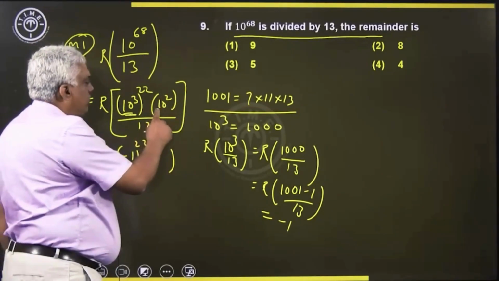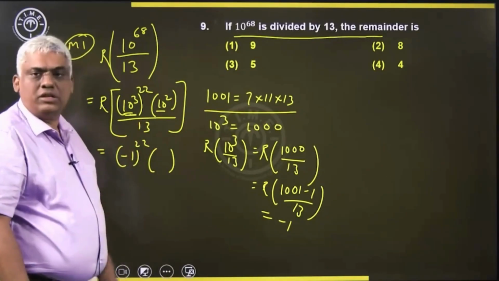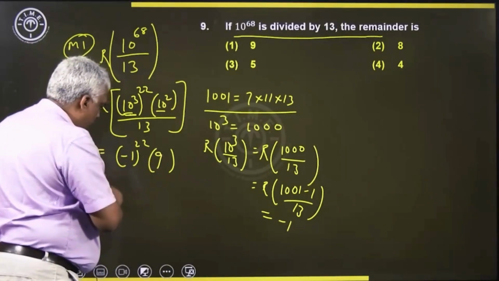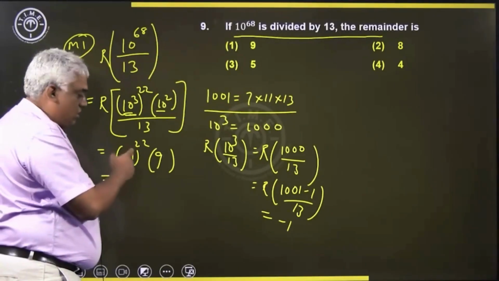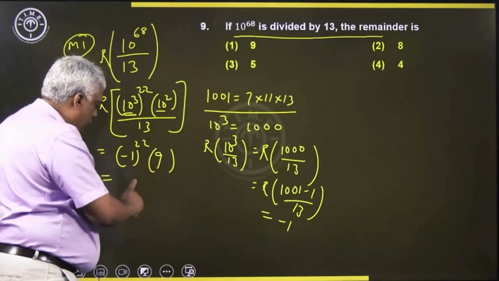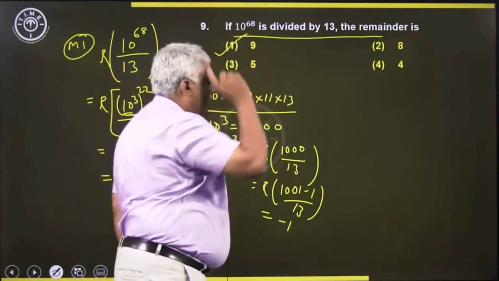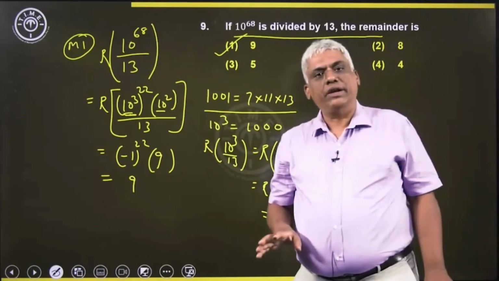So, 10 square is 100. If you divide 100 by 13, 13 7s are 91, the remainder is 9, right. Now, minus 1 to the power 22 would be plus 1 because it is an even number. So, plus 1 into 9, so the remainder is 9. So, the answer is 9 for this question, right. This is one way of doing it.